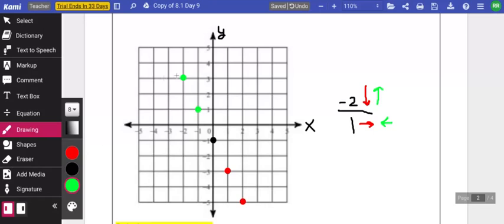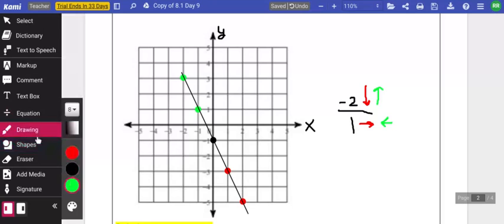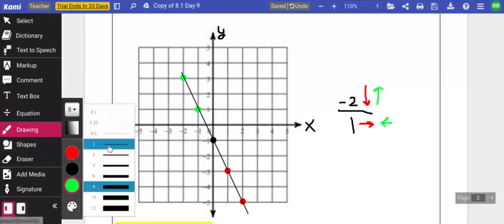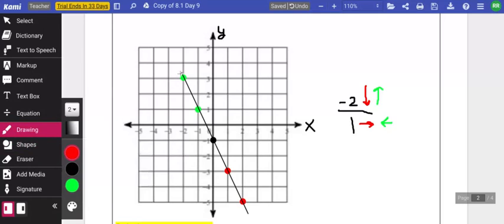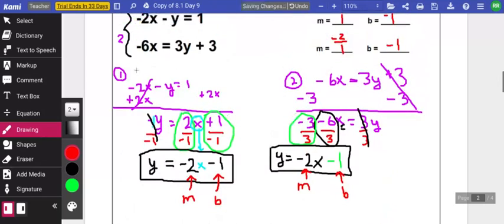Okay, this is the line. So let's use the shape tool, line. I'm going to click and drag to connect these dots right there. Because this is a line, it extends forever in both directions. And so I will show that by putting arrows on the end of the line. And on the end of the line, I'm going to put a 1 and circle it because this is line 1. Line 1 comes from equation 1.